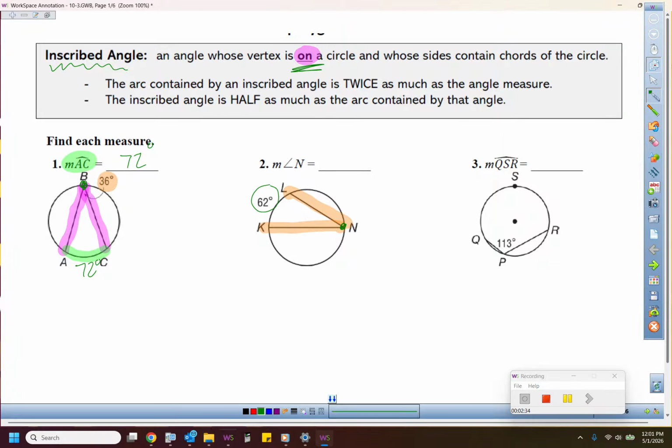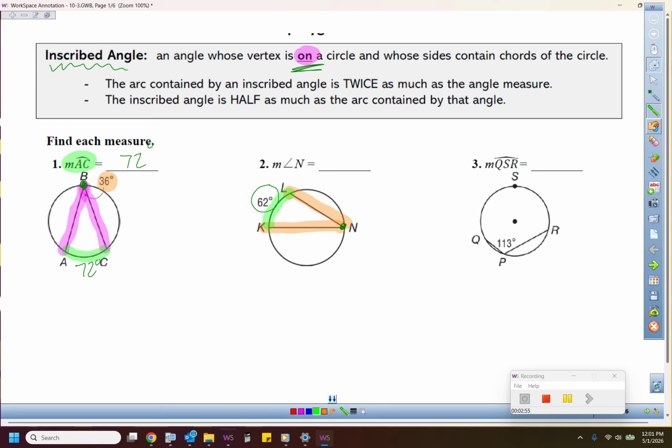Who is this? The arc or the angle? Who is that guy right there? That's the arc. So we might not always be multiplying by 2. Sometimes we might have to divide by 2. Does that kind of make sense? Because the arc has to be bigger than the angle. So what do you want to do? Multiply or divide by 2? Divide. So 62 divided by 2 is 31.